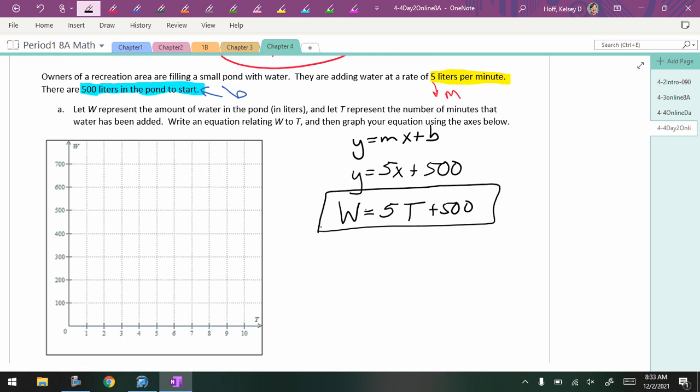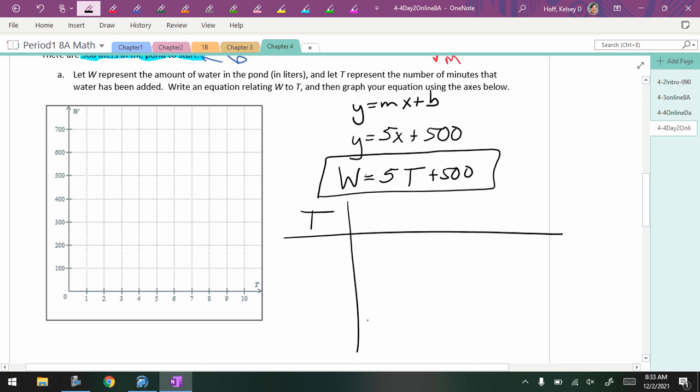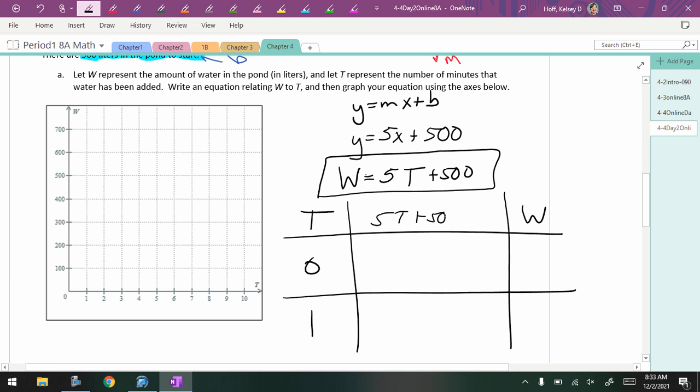Now we're going to make a table. We're picking letters for T, and we're going to calculate W. Jack already says 0. Bryce says 1. Love it. 100? Now be careful, you got to pick numbers that are down here. We only got 1 through 10.